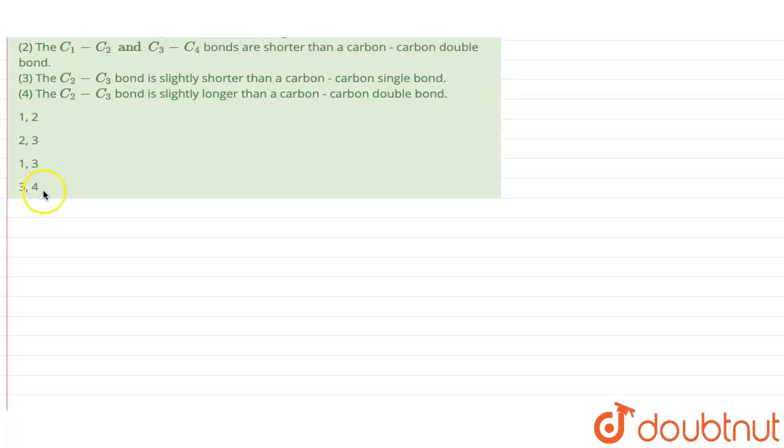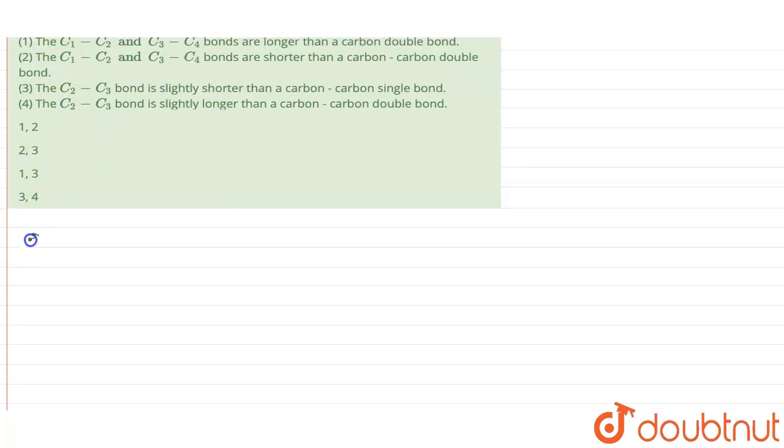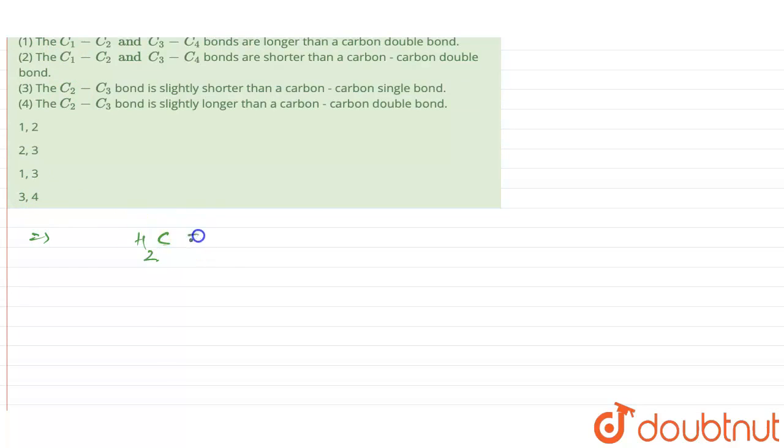Okay. So to begin with, what we can do is first write down the basic structure of butadiene, and it is CH2 double bond CH single bond CH double bond CH2. So this is the structure of a butadiene molecule. Now if you number these carbon atoms, I am numbering them as 1, 2, 3, and 4.